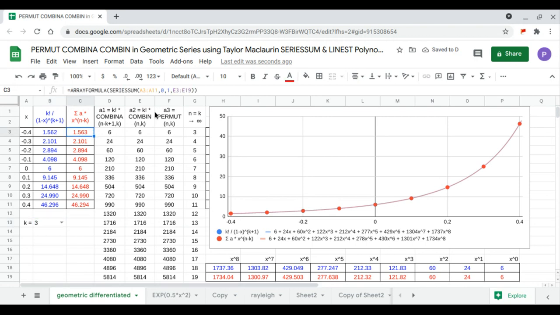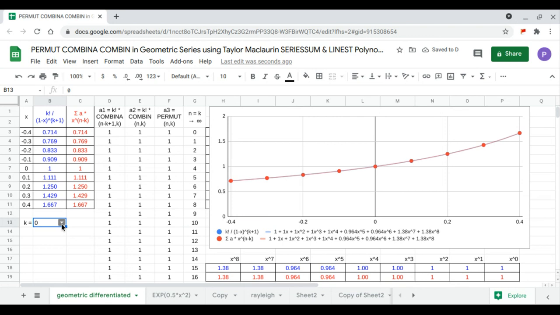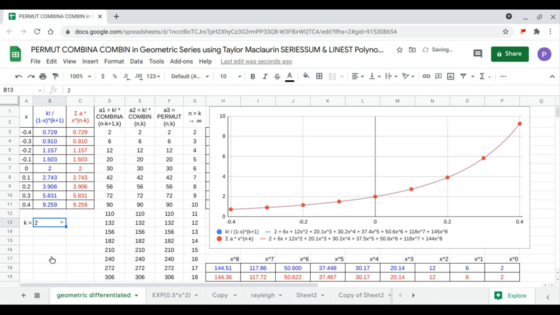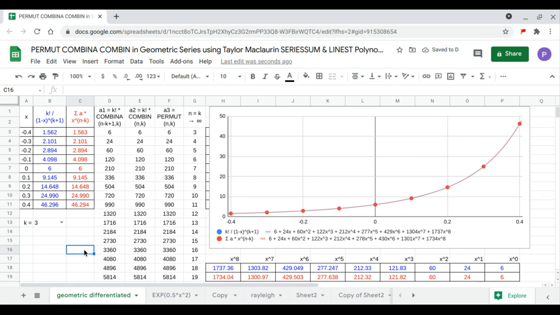Suppose I use the combina function. So erase this and we use the combina function. They're still the same. Starting with k equals 0, k equals 1, k equals 2, k equals 3. So this completes the use of the functions permute, combina, combine in the Taylor-Maclaurin series sum expansion of the geometric series and its LINEST polynomial regression.